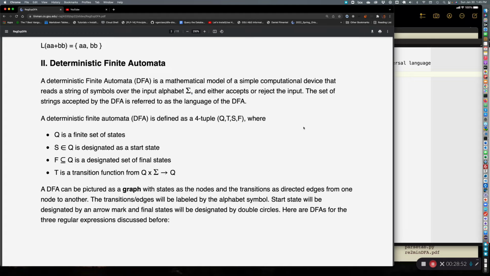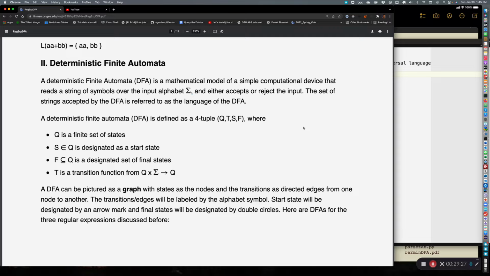Of these states, exactly one is designated as the start state. Very much like the start symbol in grammars, we have a start state in DFAs. We have a subset of the states designated as final states. You can have more than one final state, which is why we say it's a subset of Q. F is the set of final states, S is a single start state, and Q is the set of all states.